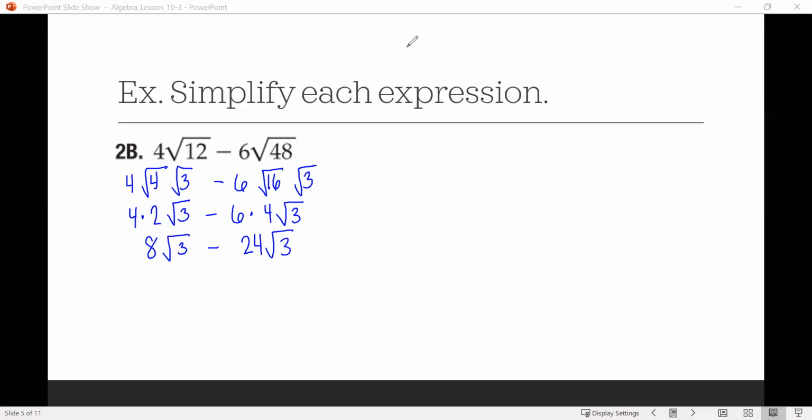Well, what do you know? Now I have like radicands, right? So now I can subtract what's in front of my radical signs, and I would end up with 8 minus 24, which is -16, and then what's under my radical would stay the same. So my final answer would be -16 radical 3, okay?